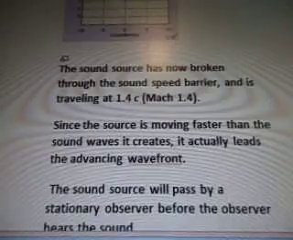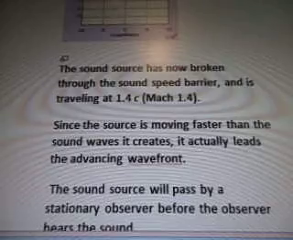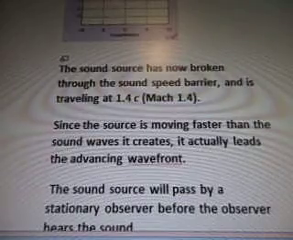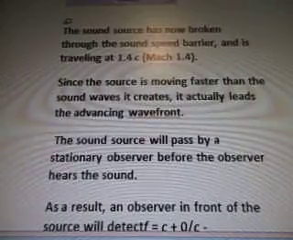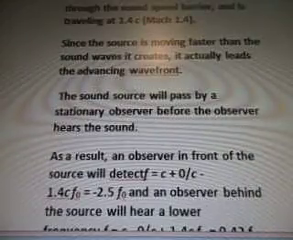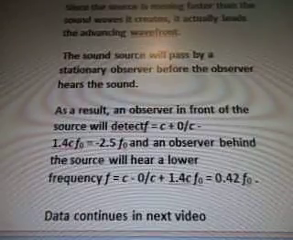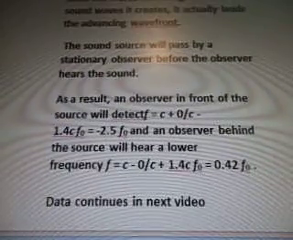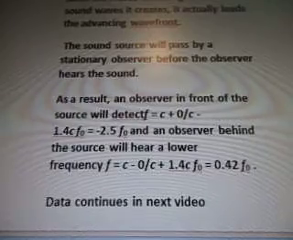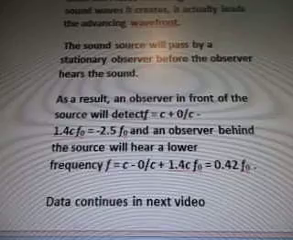Okay, so the sound source has now broken through the sound speed barrier and is traveling at Mach 1.4. Since the source is moving faster than the sound waves it creates, it actually leads the advancing wave front. The sound source will pass by a stationary observer before the observer hears the sound. As a result, an observer in front of the source will detect an equation, and an observer behind the source will hear a lower frequency given by another equation.